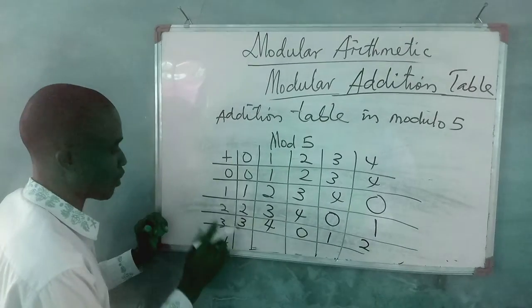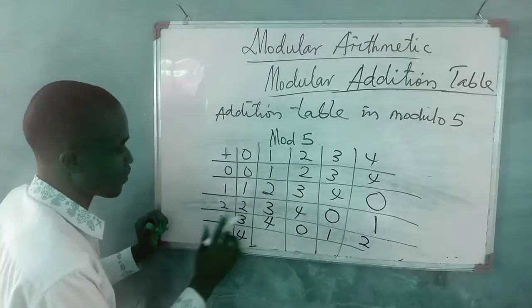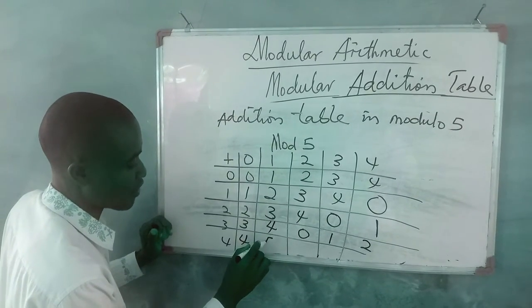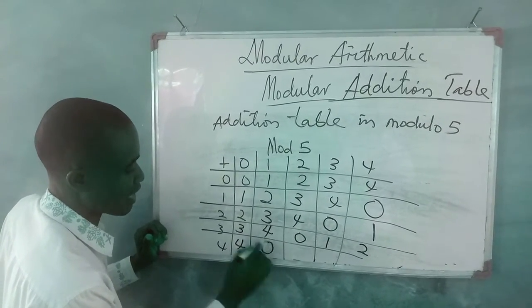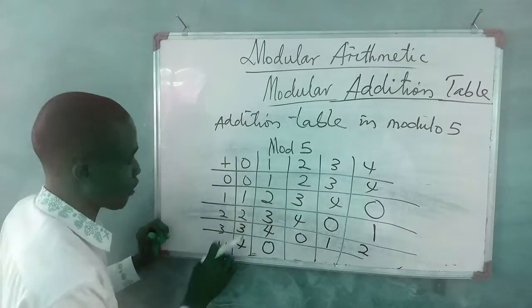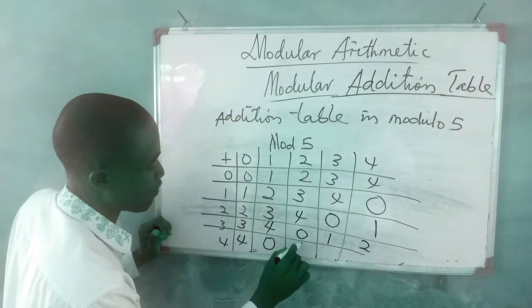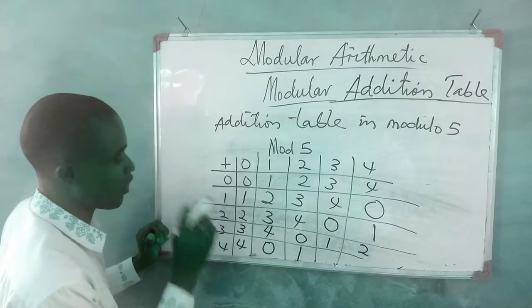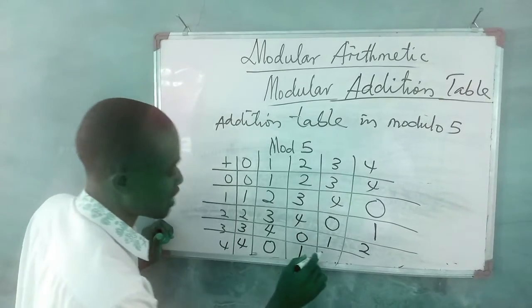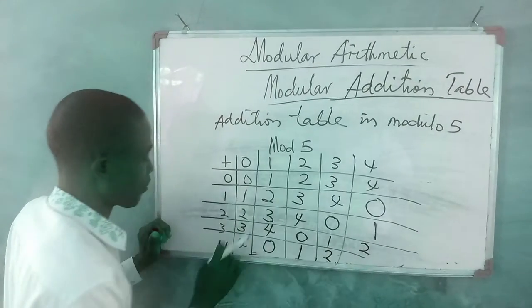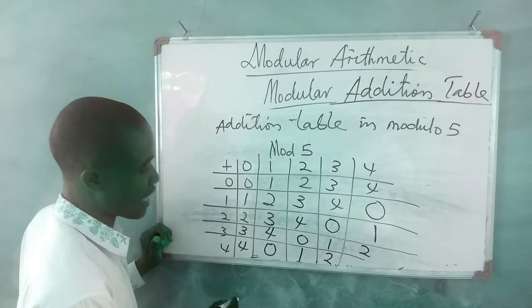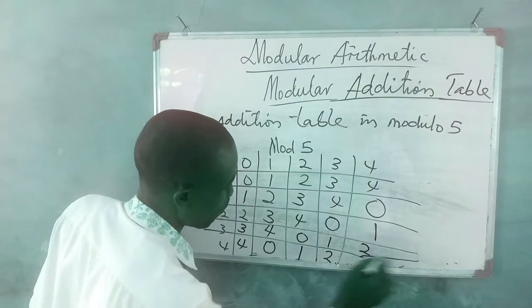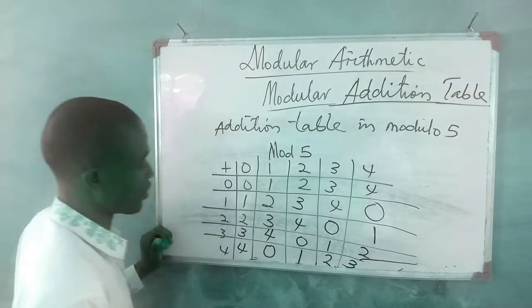Now we go again: 0 plus 4, 4. 1 plus 4, giving us 5, and you don't keep that 5. That gives us 0. 2 plus 4, 6, you keep 1. 3 plus 4, 7, 5 into 7, 1 time remainder 2. And then 4 plus 4, what does that give us? 8. 5 into 8, 1 time remainder 3.